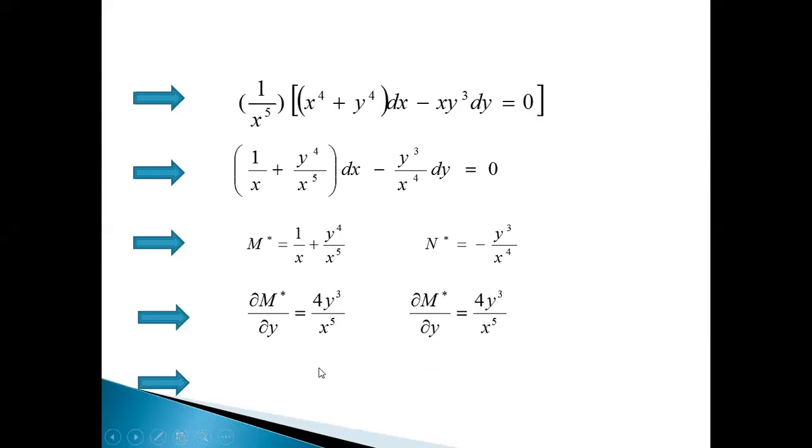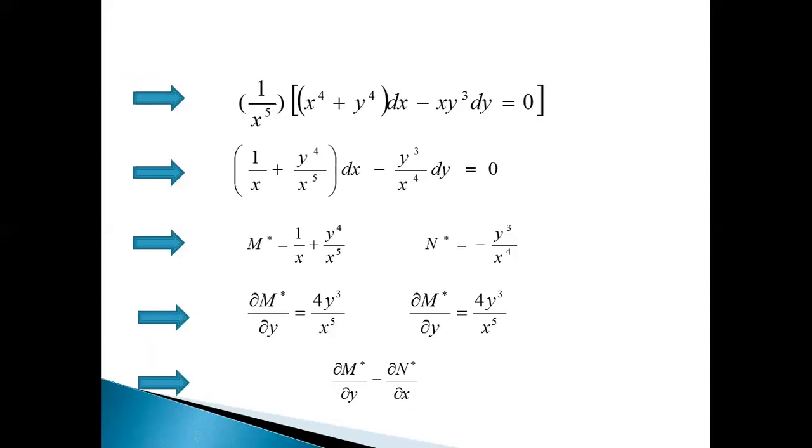And the derivative, students, please here, this is del n star by del x. Okay. So please, this is some mistake I have done here. So del n star by del x is equal to 4y cube upon x raised to 5. So here del m star by del y is equal to del n star by del x. Both are equal. That's why our converted differential equation is exact, because both are equal.